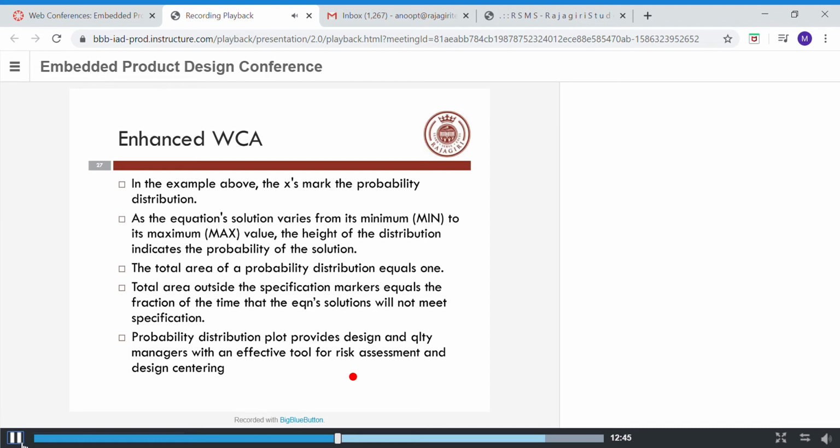These are the tools that you use. The enhanced WCA will aid the tools of risk assessment and design centering. So that's the whole idea of your enhanced WCA.